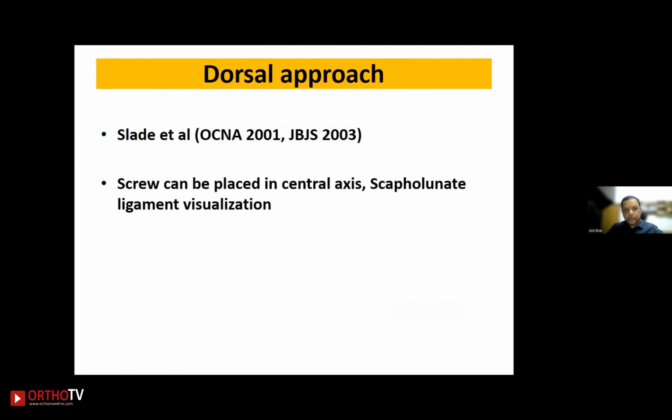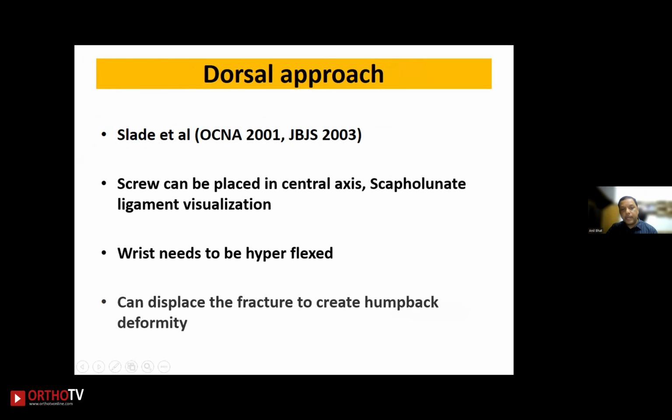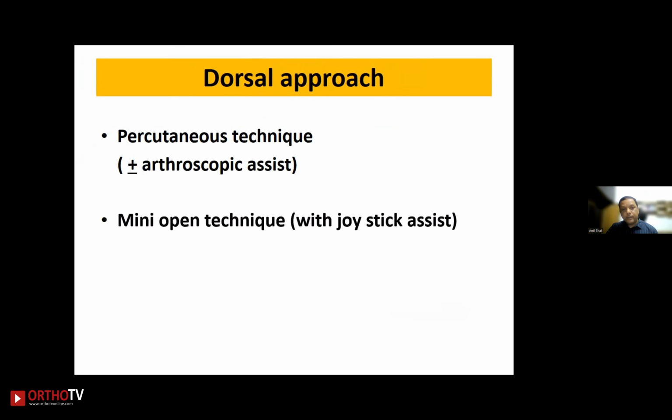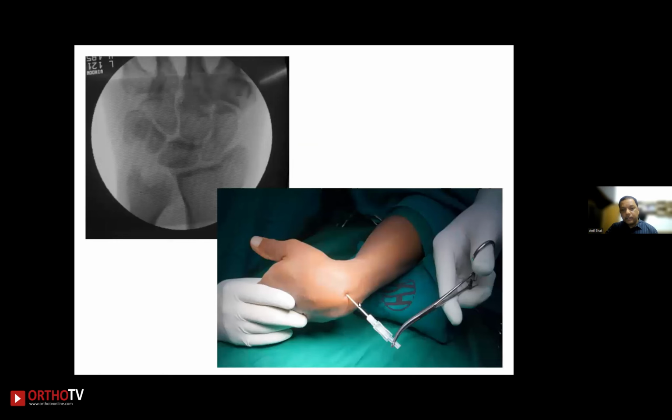Dorsal approach is advisable for proximal pole, because that is where you can put it in a central axis like this. Only thing is the wrist needs to be hyperflexed and it can cause humpback deformity. Okay. There are many techniques, again, percutaneous or mini open. So this is the dorsal approach.